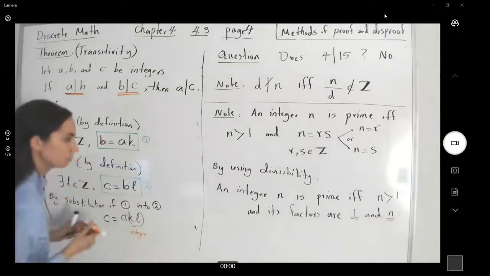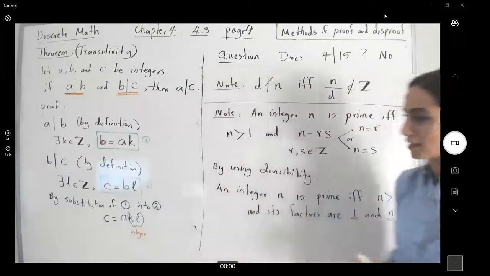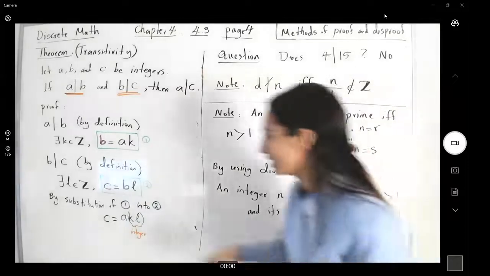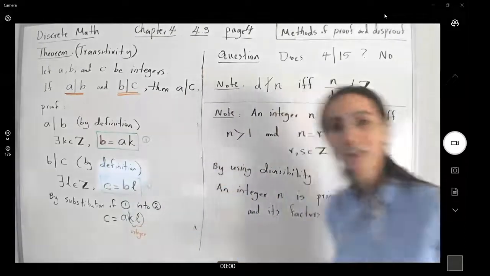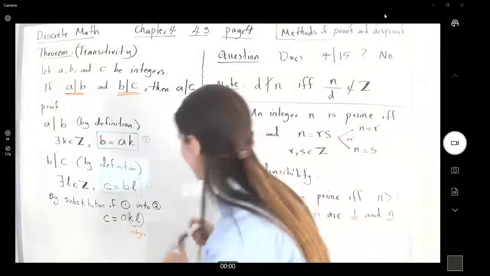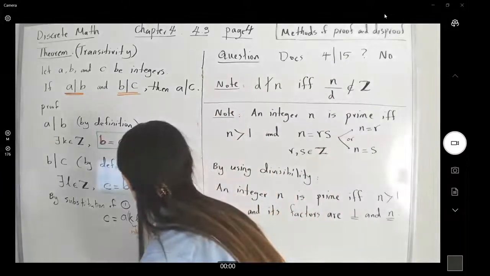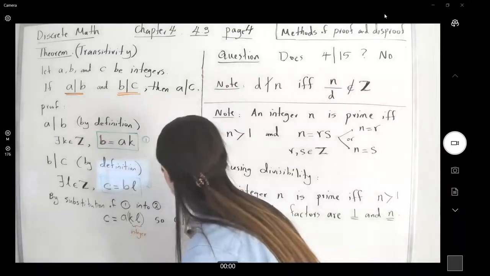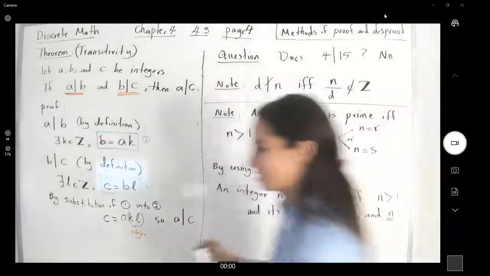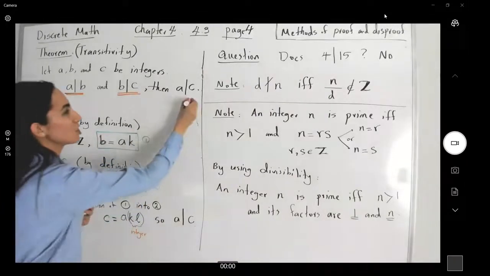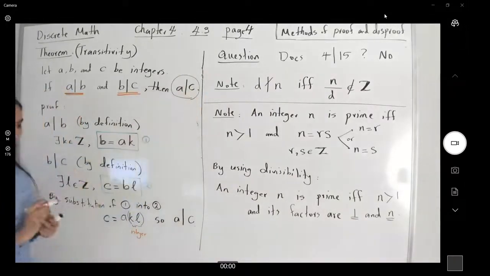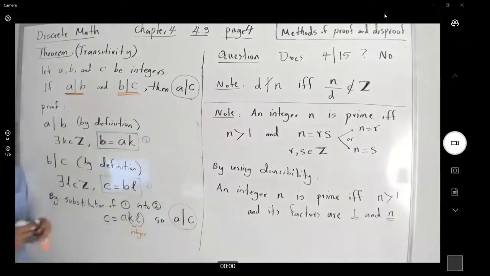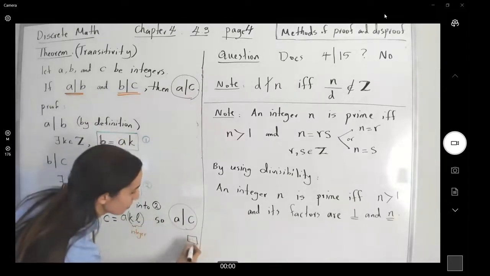But what is this? This is nothing but the definition of divisibility. It says A is a factor of C. So A divides C, which was the conclusion I was trying to prove. So we're done with this proof.